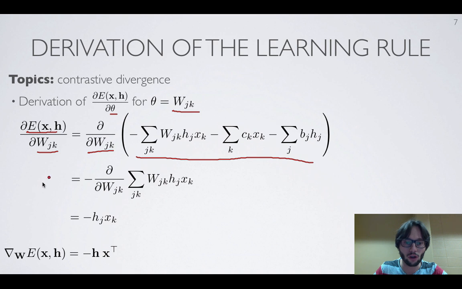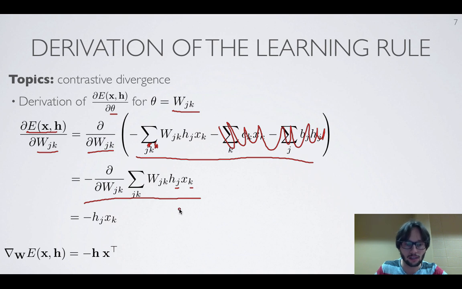We notice that there's only one term which involves this particular connection between hj and xk. To be strictly correct, I should have j prime and k prime, but to simplify, I'm using the same indices. But you should understand what's going on here. This whole sum is the only one that involves connections, so the partial derivative with respect to the other terms is 0. The only term that involves exactly the same connection between hj and xk is the term wjk times hj xk for the same value of j and k.